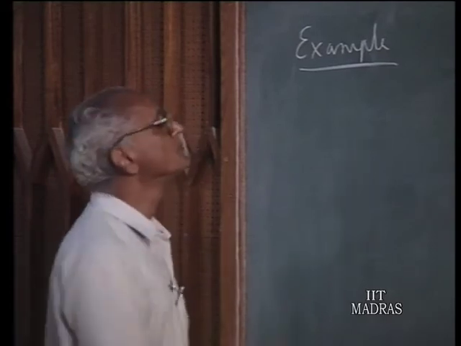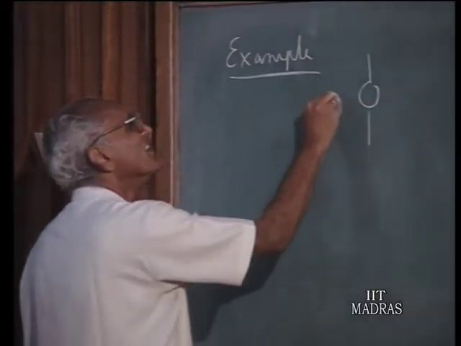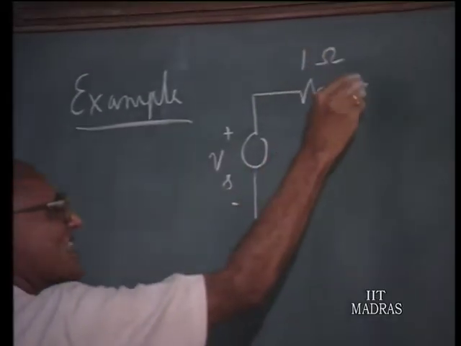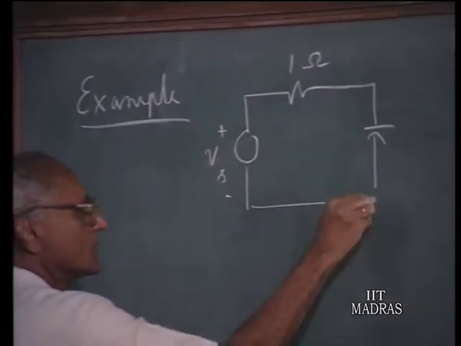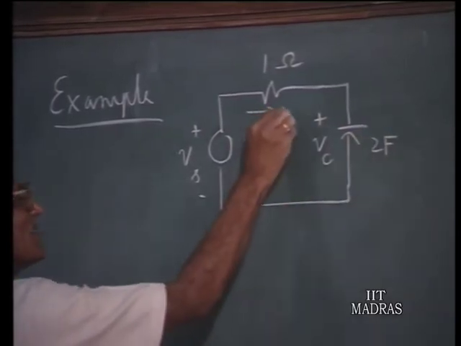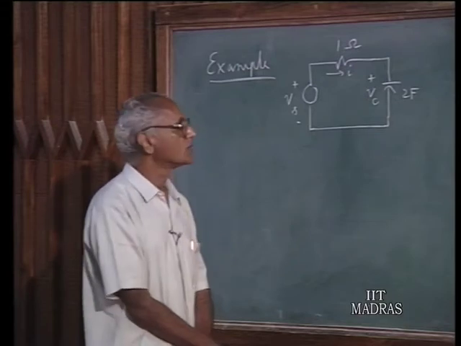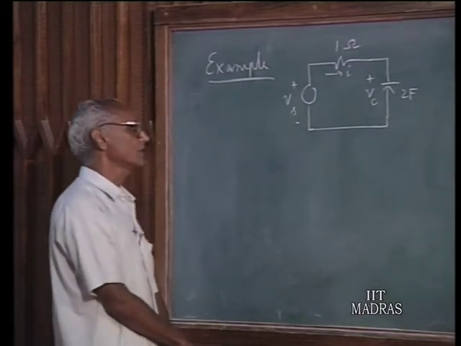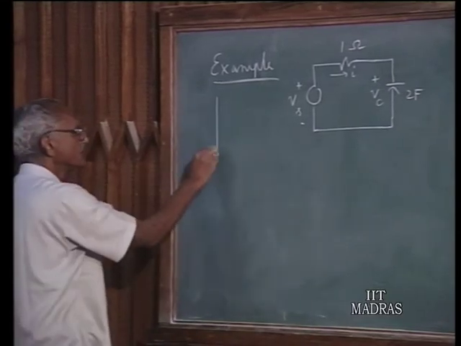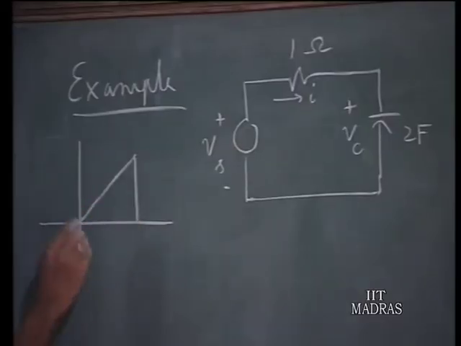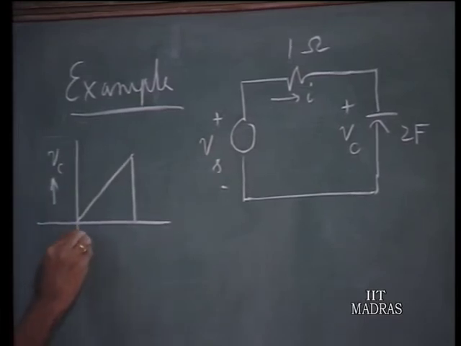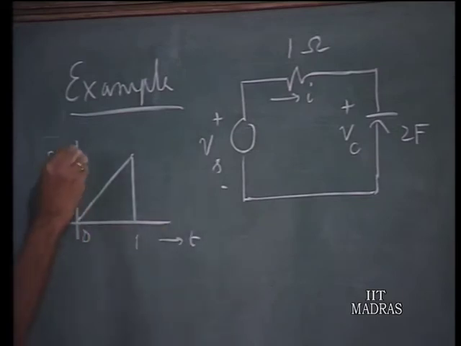Let me take a second example. We have a voltage source Vs connected to a resistor capacitor combination. The capacitor is 2 farads, let the current be i here. So in this circuit we know the waveform of Vc and we are asked to find out Vs. So let Vc in this circuit have a waveform like this. So this is a triangular pulse, and this is 2 volts.